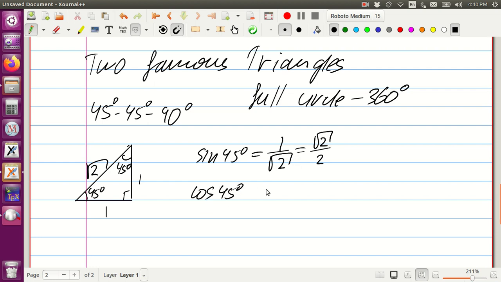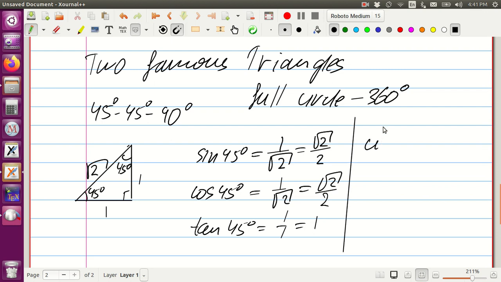Cosine of 45 degrees will be also the same because it's going to be adjacent over the square root of 2. So the same, you can rationalize it: square root of 2 over 2. And also we need to define the tangent of 45 degrees, which is opposite over the adjacent, which is 1 over 1. This would be 1.